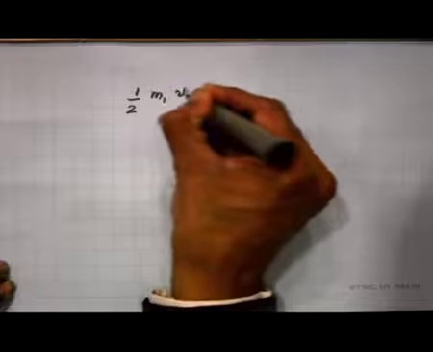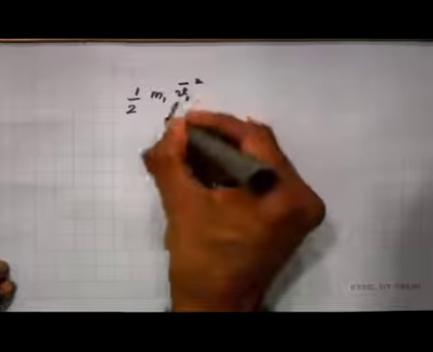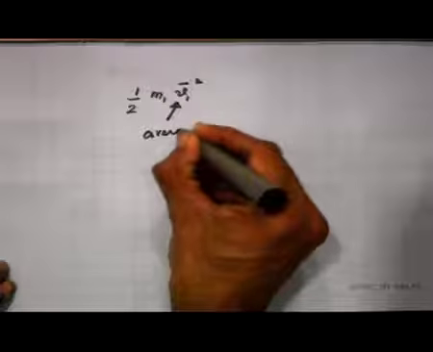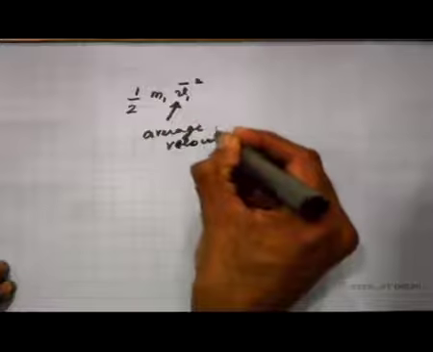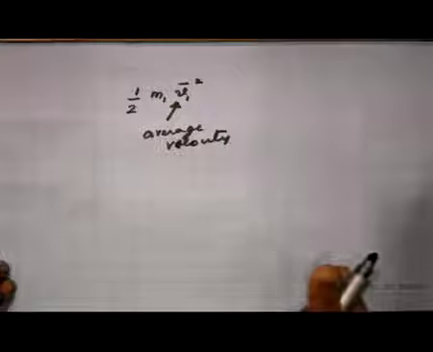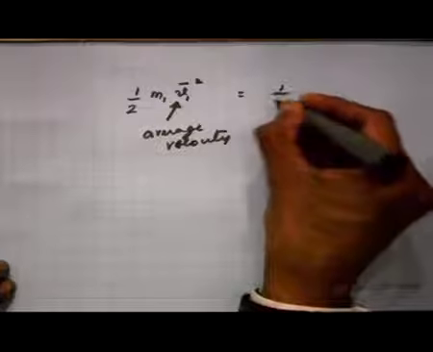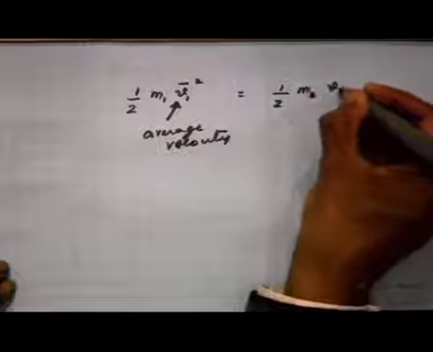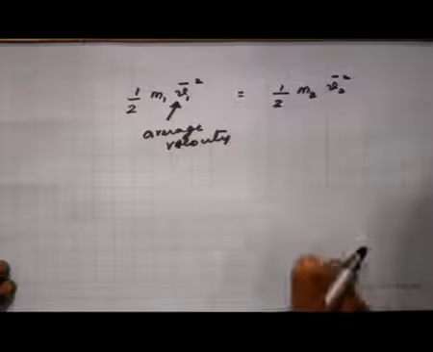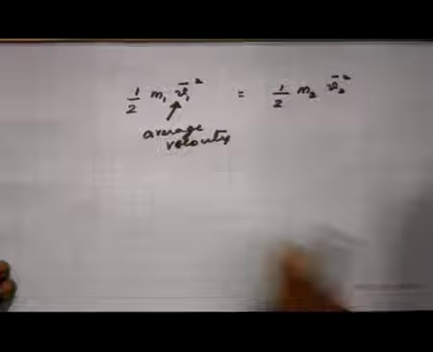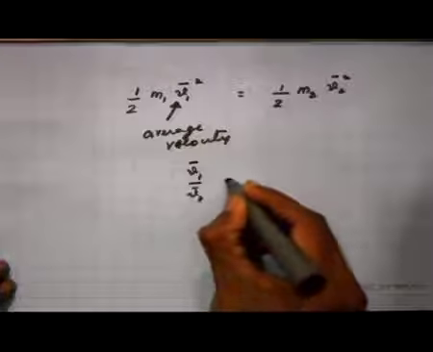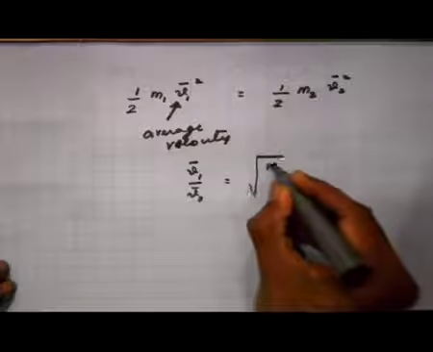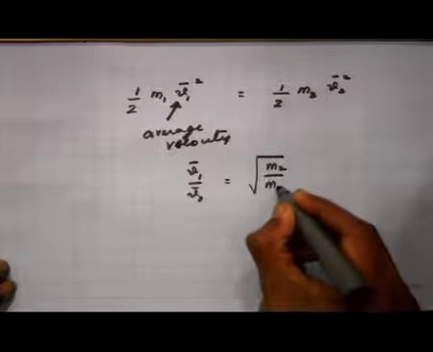So, we say that half m1 v1 bar square, this corresponds to the average velocity of the molecules in sample 1, must equal this. We are just supposing, and this would be a prediction. And so, we are saying V1 bar over V2 bar must equal root M2 over root M1.